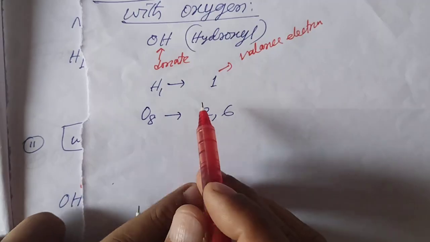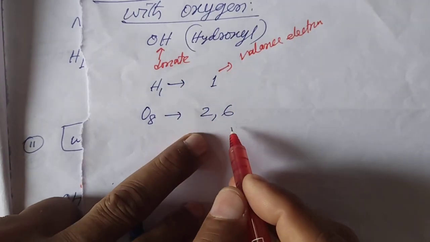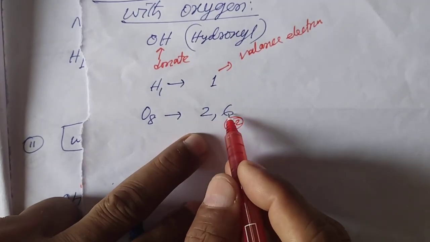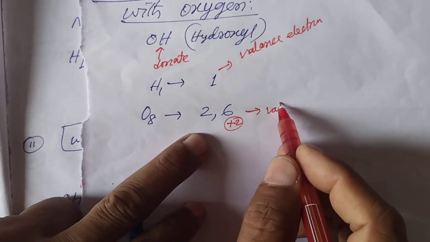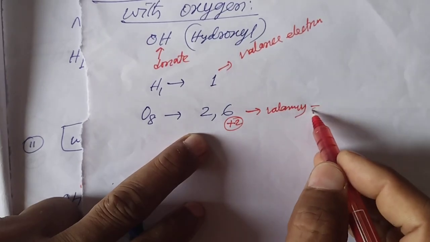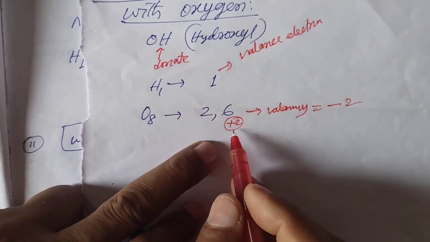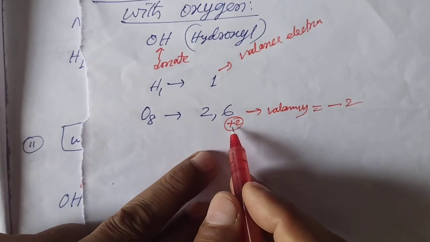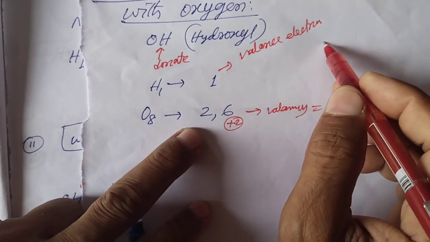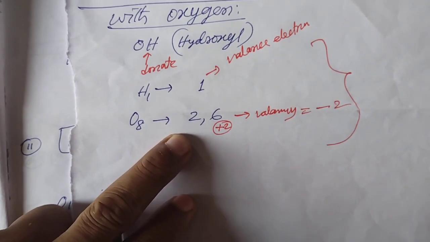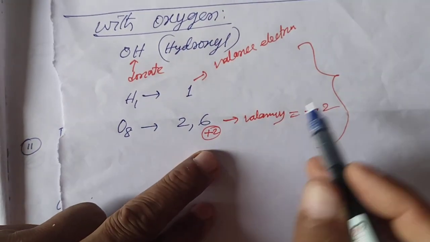And oxygen valency, whenever oxygen is there, you remember oxygen valency. Oxygen will take another 2 to make 8. So oxygen valency how much? Oxygen valency is -2 because it has to take 2 electrons. It is accepting 2 electrons, borrowing 2 electrons. So what will be the calculation now, you see? In this case, oxygen valency.